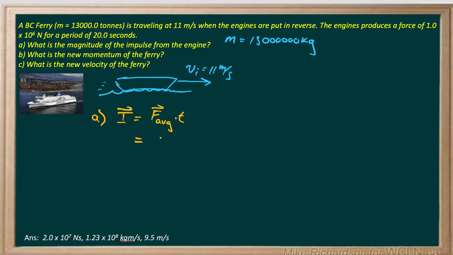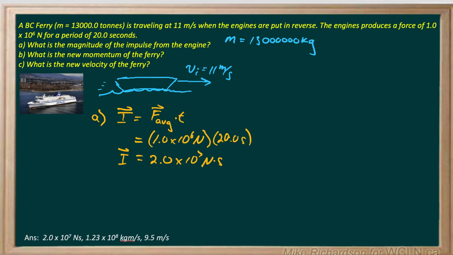So our force, they say, is 1.0 times 10 to the 6 newtons, and that acts for 20.0 seconds. When I multiply those two together, I get an impulse of 2.0 times 10 to the 7 newton seconds acting on the ferry. Now that's the magnitude of it, but what's the direction?